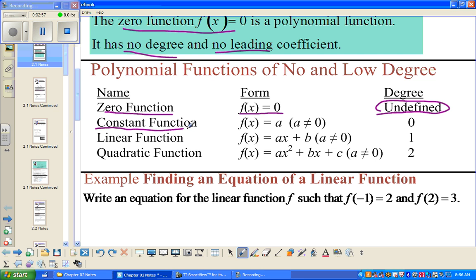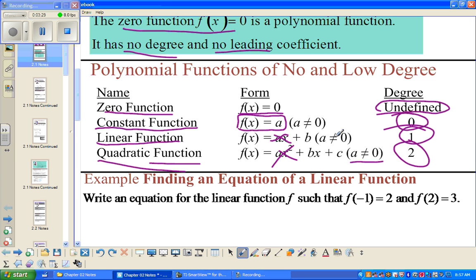We have the constant function, where f of x would just equal a number that's not 0. And that's a 0 degree polynomial. We have a linear function that you're very familiar with, f of x equals ax plus b, where a doesn't equal 0, of course, because if it did, we'd just have the constant function. That's a first degree polynomial. And then the quadratic function, f of x equals ax squared plus bx plus c. And again, a can't equal 0, otherwise we would just have the linear function. The quadratic function is a degree 2 polynomial. It should all be familiar to you.